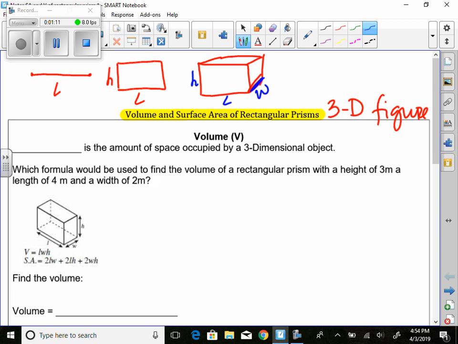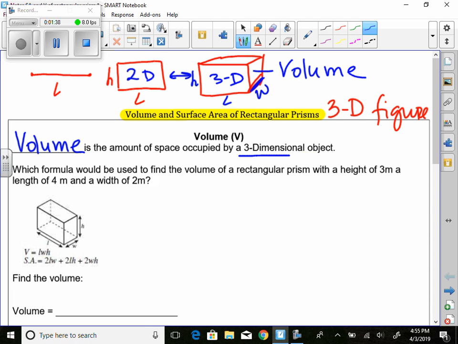The difference between the two-dimensional and the three-dimensional shapes is the three-dimensional shapes have volume. Okay, we can put stuff inside them. They can hold something inside, where two-dimensional shapes don't have that capacity. So volume is the amount of space occupied by a three-dimensional object. Exactly what we just talked about.